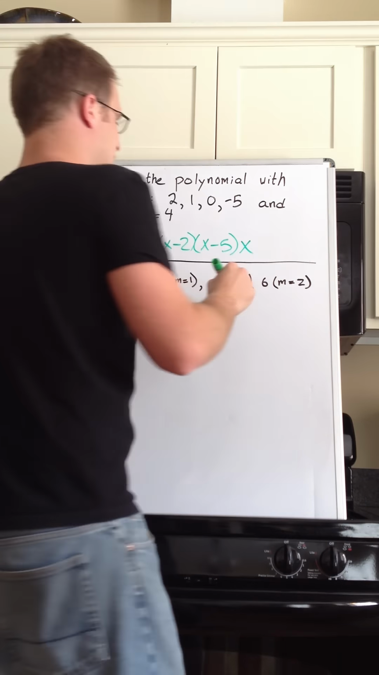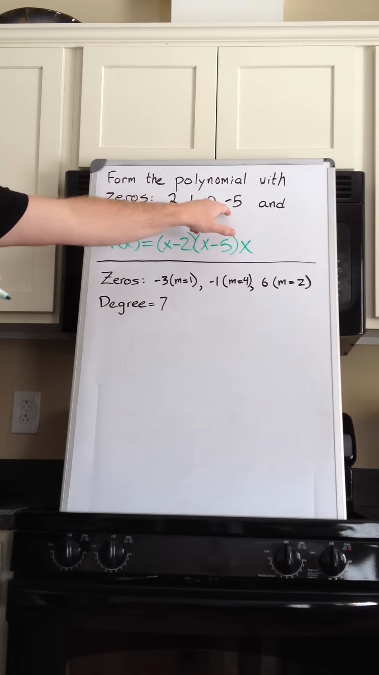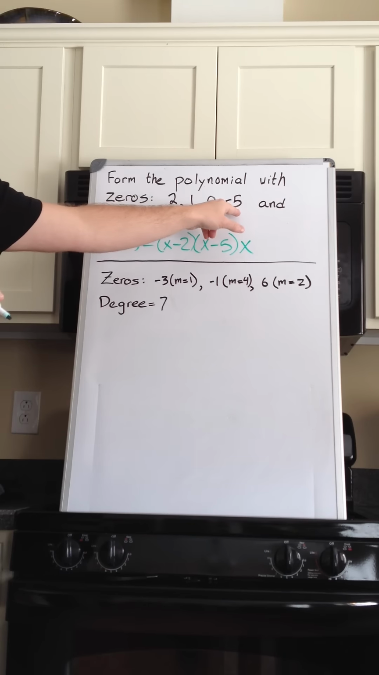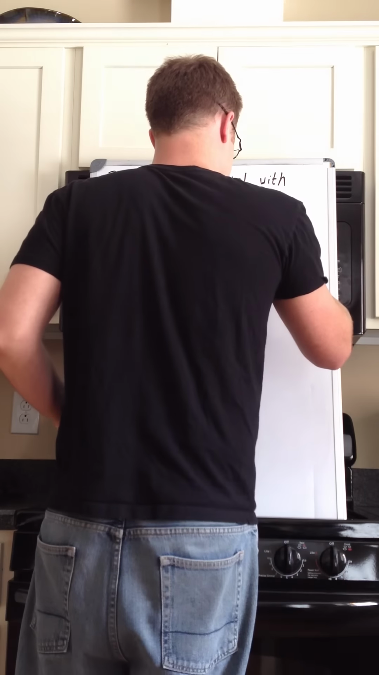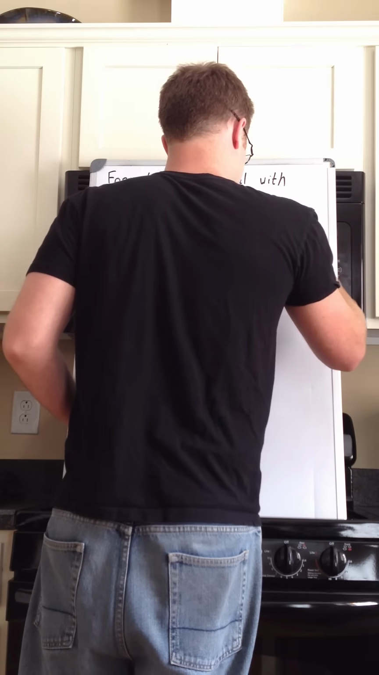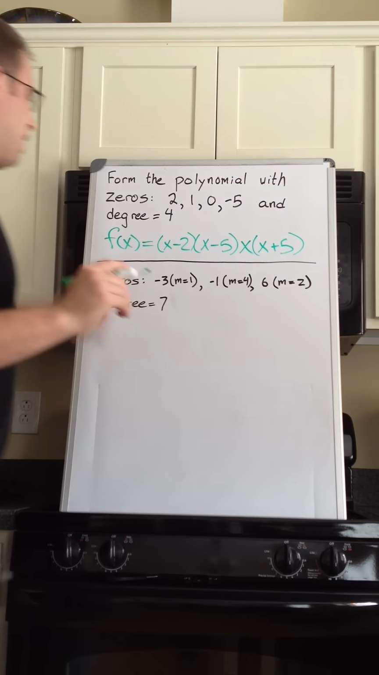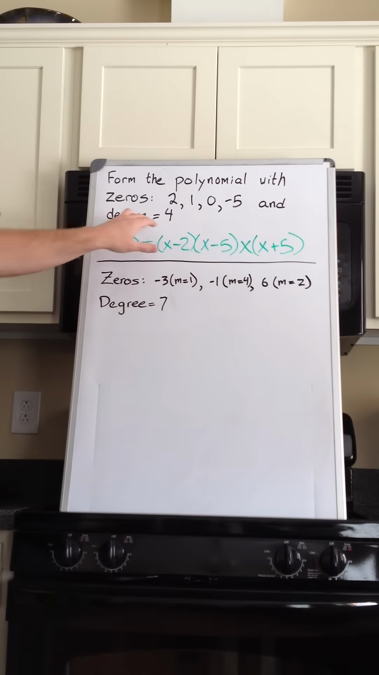X. And then we know that x minus negative 5 is a factor. But I'm going to write x plus 5 because that's simpler, and it's the same thing. So x plus 5. Okay, so now we also know that the degree has to be 4.